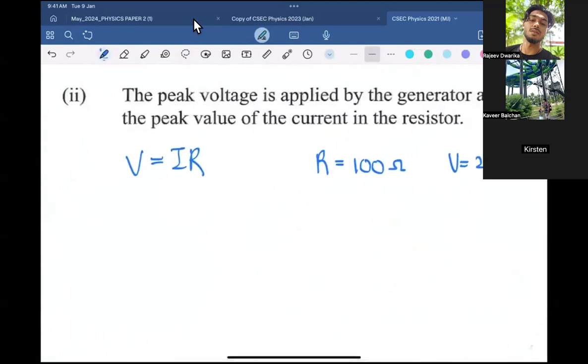So we want to make I the subject of the formula. How are we going to do that? I could be R over V or V over R. V over R, yes. Because if I want to find I, what do I have to do on both sides? What is blocking the I? The V.